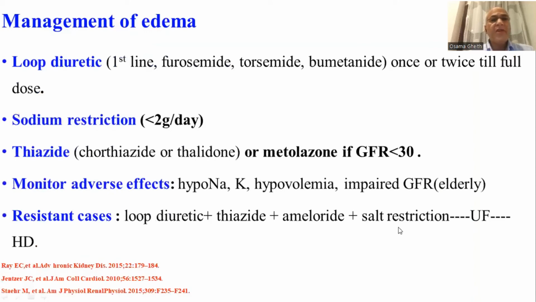The management of edema in FSGS starts with loop diuretics, first line, once or twice daily until full dosage, with sodium restriction below 2 grams per day. Add thiazide diuretics or metolazone if the GFR is less than 30, and monitor adverse effects, especially electrolyte imbalance and deterioration of kidney function. In resistant cases, you can combine the previous measures plus ultrafiltration or hemodialysis.